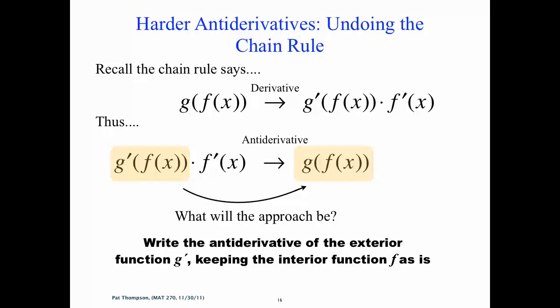So what will the approach be? We're going to write the antiderivative of the exterior function g prime, keeping the interior function f as is. That's the approach. So we're always on the lookout: we have an integral, and we know that's the rate of change function. We're on the lookout for, oh, this is the result of a chain rule. We're going to focus on which part is the composite part, the g prime of f, and then really all we have to do is take the antiderivative of g. There's a little bit more to do, but that's it.